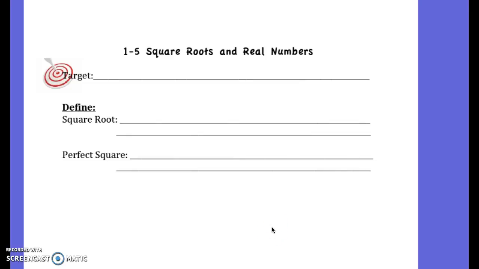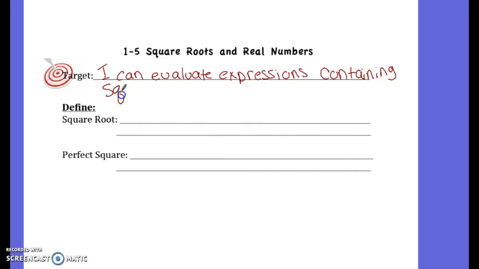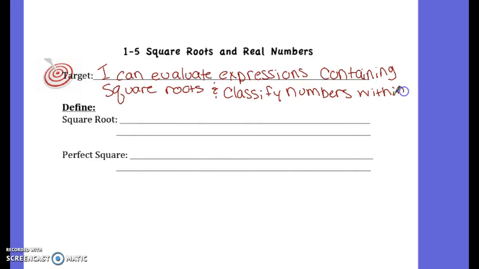For 1-5, we are going to be talking about square roots. Your target is: I can evaluate expressions containing square roots and classify numbers within the real number system.